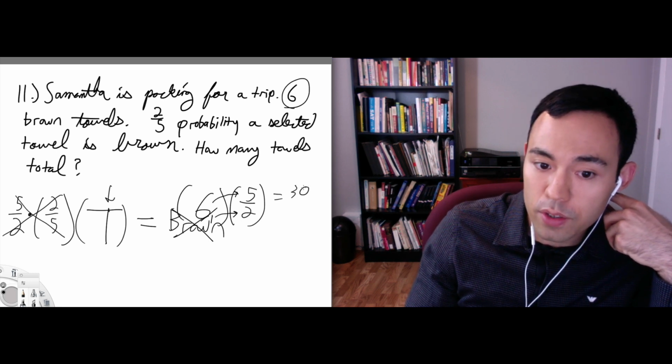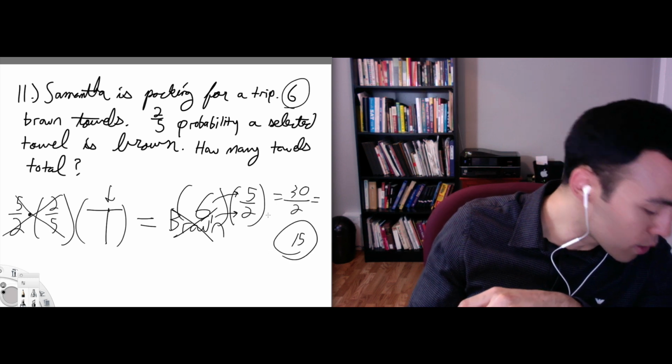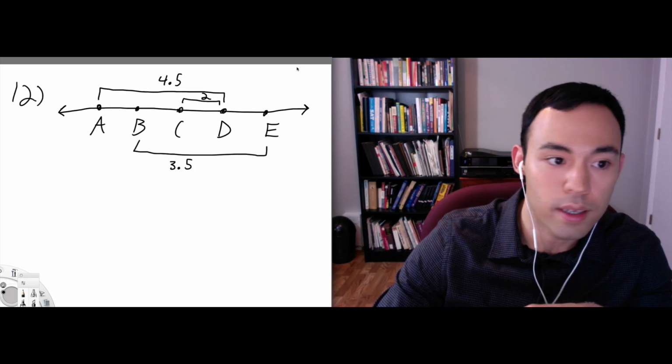6 times 5 is 30, 1 times 2 is 2, and so the final answer is 15. So number 11 is 15. Okay, and it looks like I already have number 12 written down.